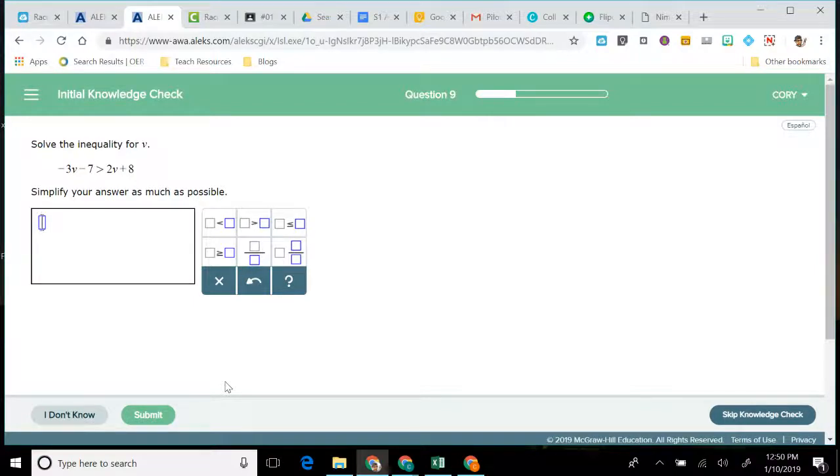And -3 is greater than v, or v is less than -3, which means all the answers that work would be -4, -5, etc. V is less than -3.